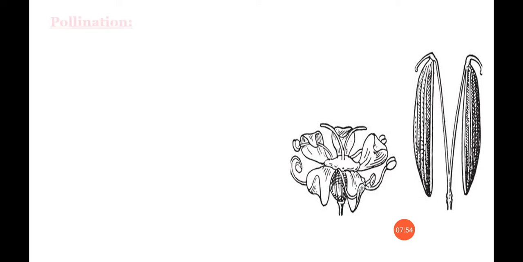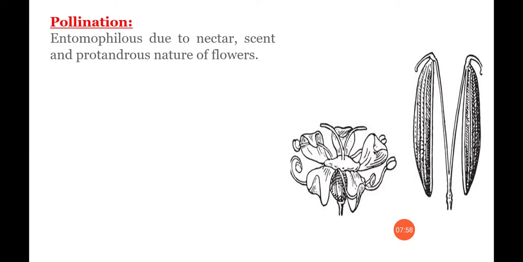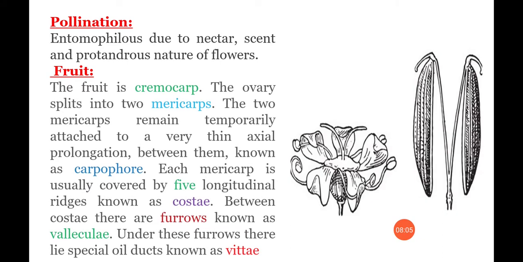Next one is pollination. Pollination is generally entomophilous. Pollination takes place with the help of insects. Next one is fruit. This is very very important. The fruit is cremocarp. The ovary splits to form two mericarps. This is one mericarp and this is another mericarp. The two mericarps remain attached to a stalk-like structure. That stalk-like structure is called carpophore.